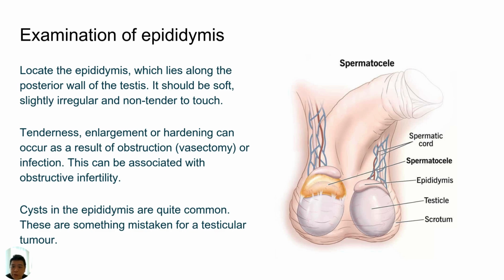Next is the examination of the epididymis. Locate the epididymis, which lies along the posterior wall of the testis. It should be soft, slightly irregular, and non-tender. Tenderness, enlargement, or hardening can occur as a result of obstruction, maybe a history of vasectomy or any infection. This can be associated with obstructive infertility. Cysts in the epididymis are quite common. They are sometimes mistaken for testicular tumor quite commonly.